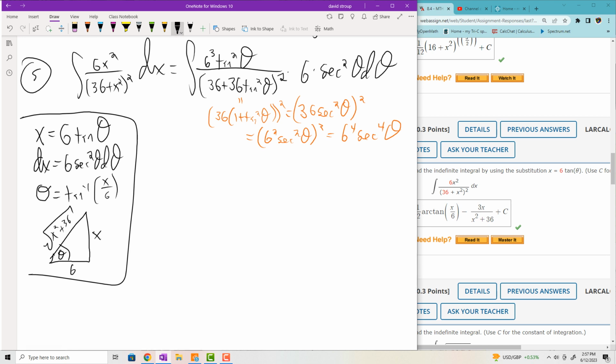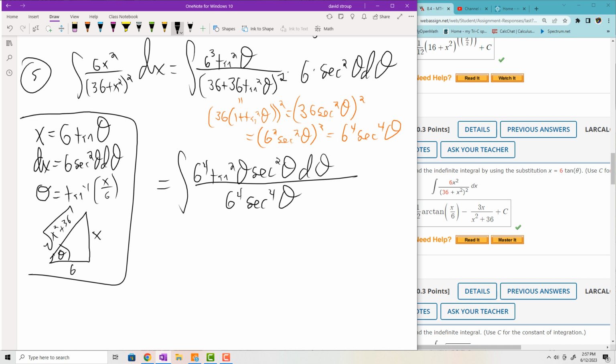So let's rewrite this stuff. There's 4 factors of 6 in the numerator, so 6 to the 4th tan squared theta, and then there's that extra 2 factors of secant d theta. And in the denominator then, I have 6 to the 4th secant to the 4th theta. And you see, all right, that stuff cancels. 2 factors of secant will cancel, and I'll be left with tan squared theta all over secant squared theta d theta.